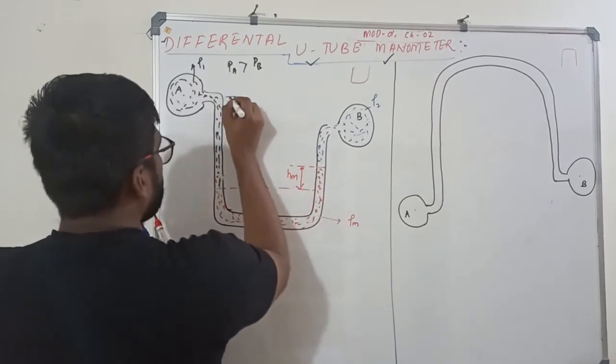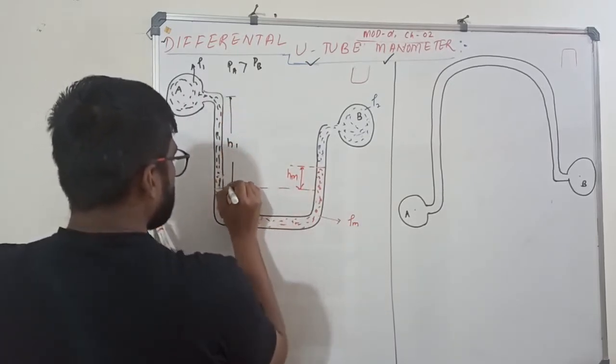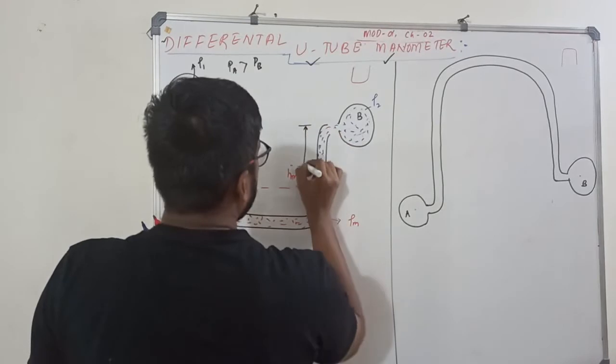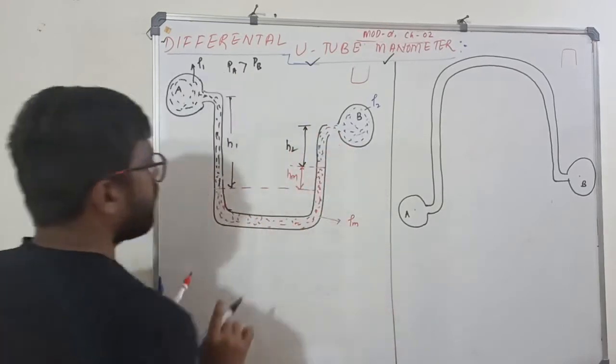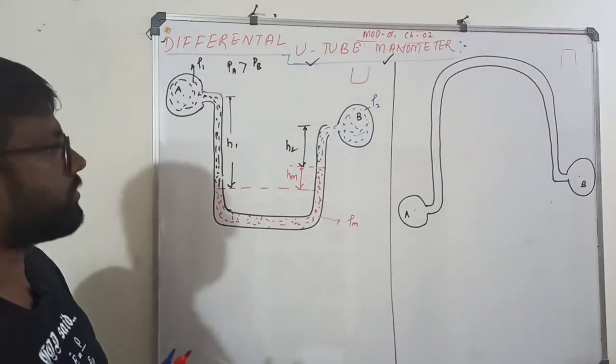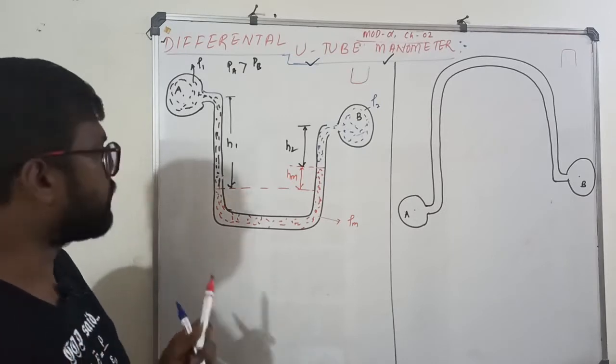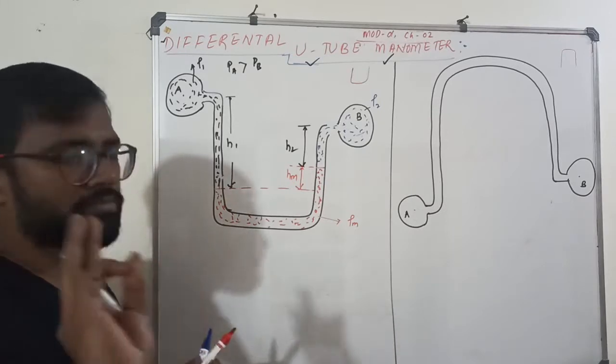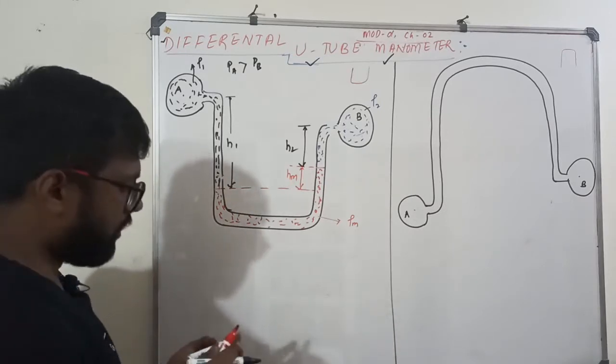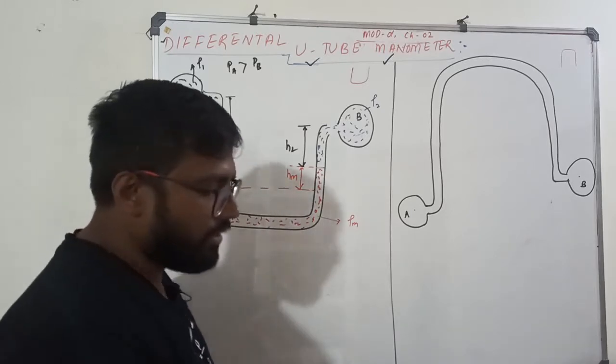Okay, let us say this is the height H1 and let this be the height H2. Clear? Got it? So how many fluids do we have? We have 3 different fluids. Now we'll write the gauge equation.